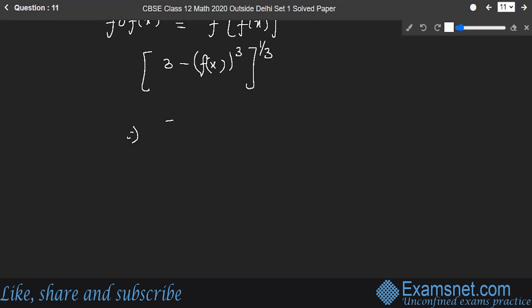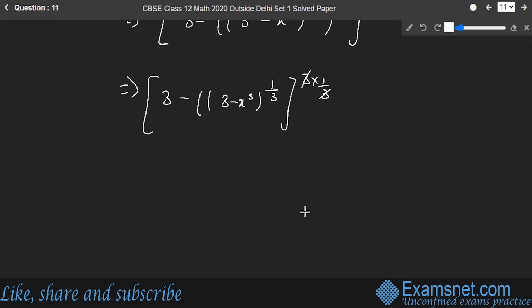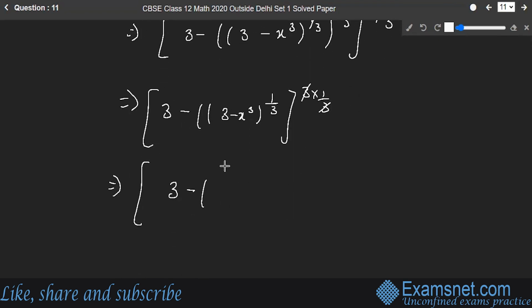This makes it 3 minus (x cube raised to power 1 by 3) raised to power 3, whole raised to power 1 by 3. So this will be equal to 3 minus x raised to power 3, because this will be 3 into 1 by 3, which will cancel. Similarly, over here, this will be equal to 3 minus of 8. Okay. So this will be 3 minus x cube raised to power 1 by 3, right?